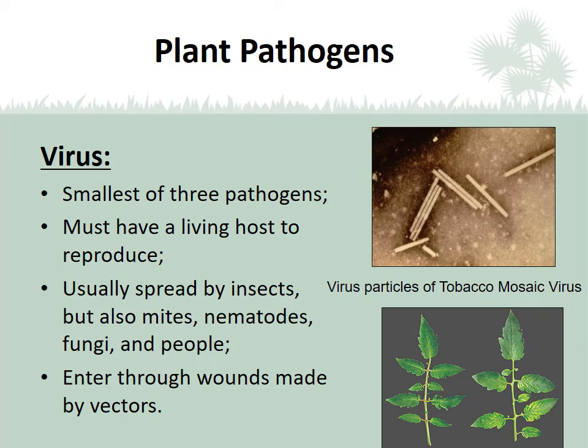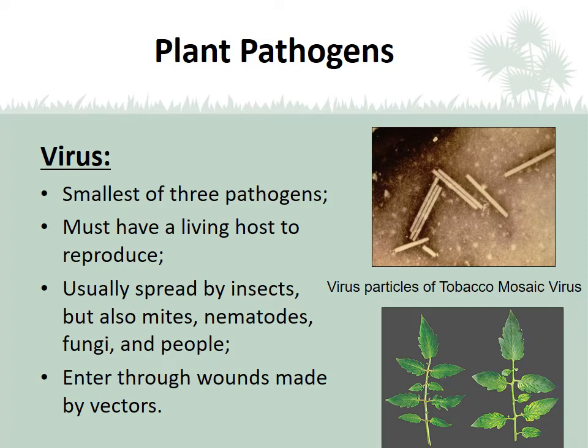These are usually spread by insects, but also mites, nematodes, fungi, and people. So viruses can attach themselves to a variety of vectors and find their way to plants through multiple means. They can also enter through wounds made by said vectors. So if an insect is feeding on a leaf or feeding on a plant in particular, what can happen is viruses can use this wound, this injury on leaf tissue or shoot tissue to infect the plant. They'll find their way into the plant via these wounds.